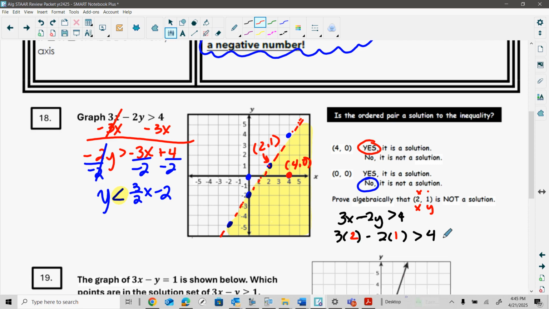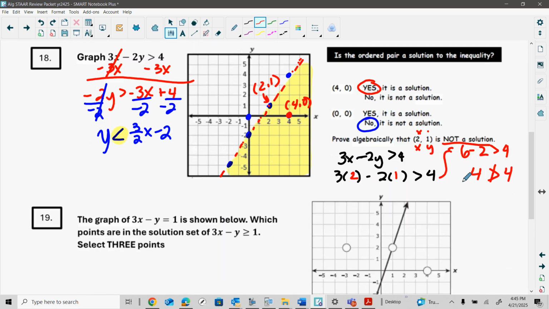When I plug in 2 for x and 1 for y, I'm going to rewrite it over here to the side. This becomes 6 minus 2. Is that greater than 4? Well, 6 minus 2 is 4, and 4 is not greater than 4. 4 is equal to 4. So this would not be a solution. That's showing it algebraically. We're doing the algebra in the math.